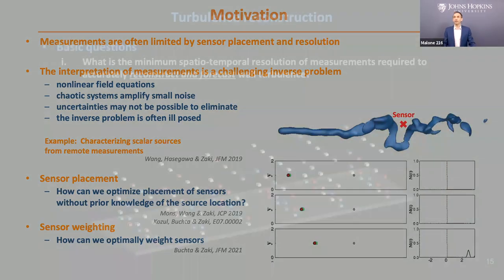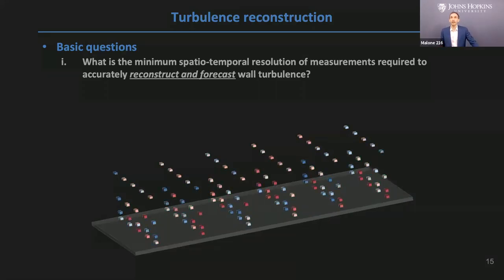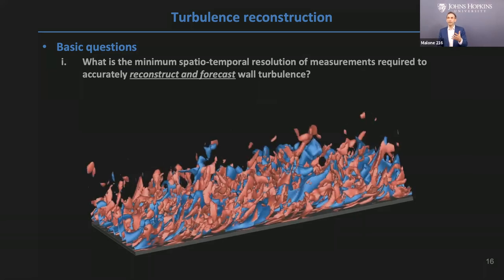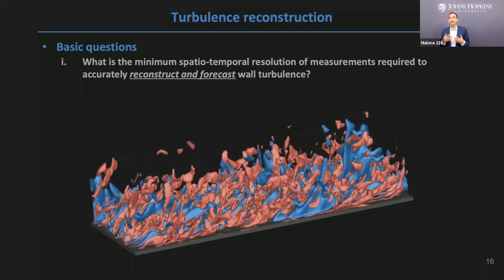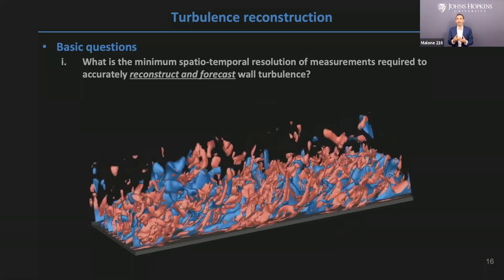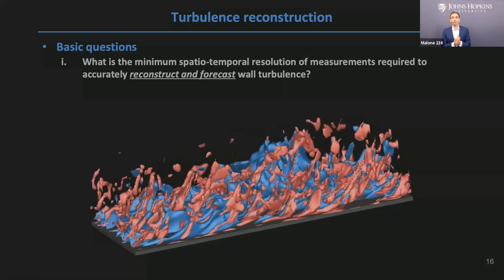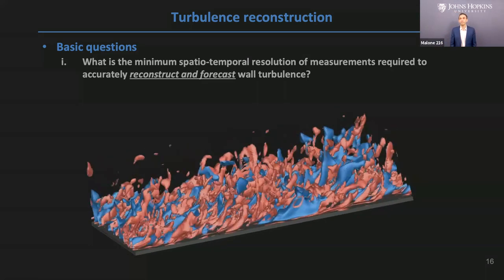The problem we're interested in for the rest of the talk is wall turbulence. And the very basic question that we have is, what is the minimum spatial and temporal resolution at which you have to measure turbulence to be able to reconstruct all the missing information? And we don't want to estimate just the state with small error. We want the estimated state to enable us to do forecasts. So when we go from these limited measurements to the full state, our key consideration is, are we sufficiently accurate to be able to forecast the evolution of turbulence beyond the measurement time horizon?